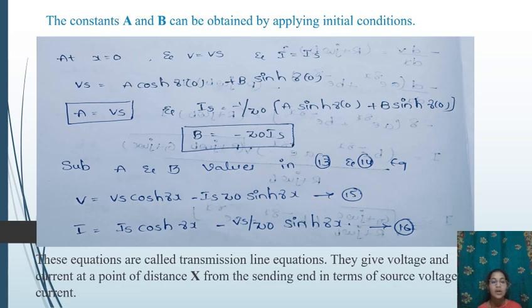Then the voltage and current equations can be written as V equals Vs cosh gamma x minus Is Z0 sinh gamma x, and the current equation I equals Is cosh gamma x minus Vs by Z0 sinh gamma x. These equations are called the transmission line equations. They give the voltage and current at a point at distance x from the sending end in terms of source voltage and current. Thank you.